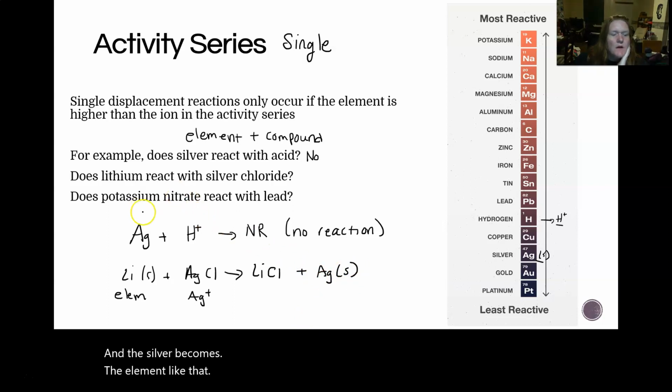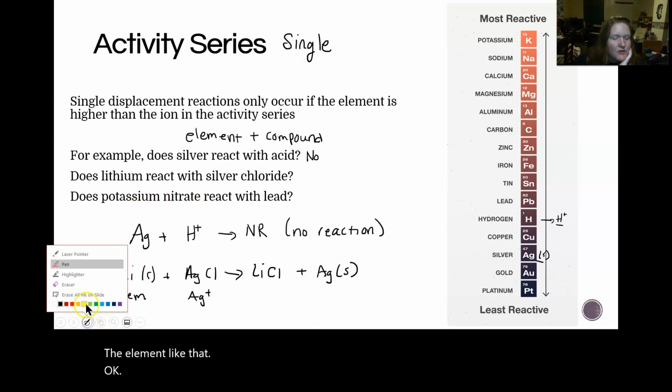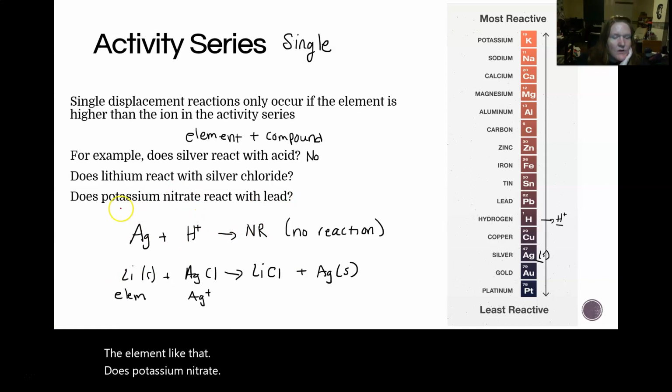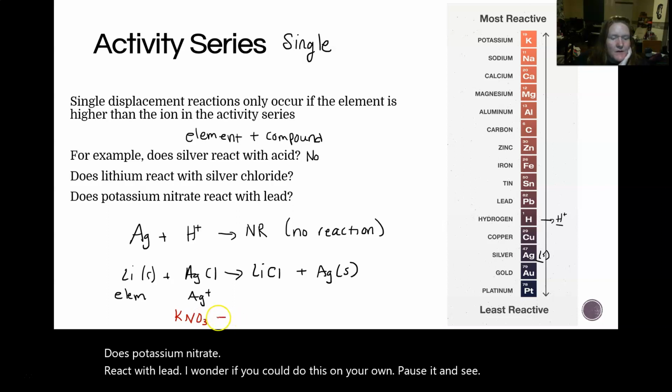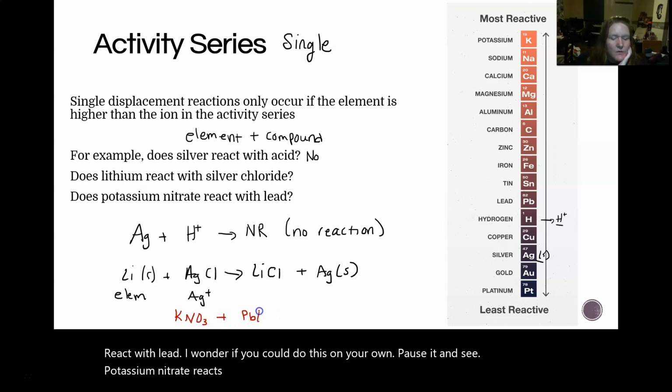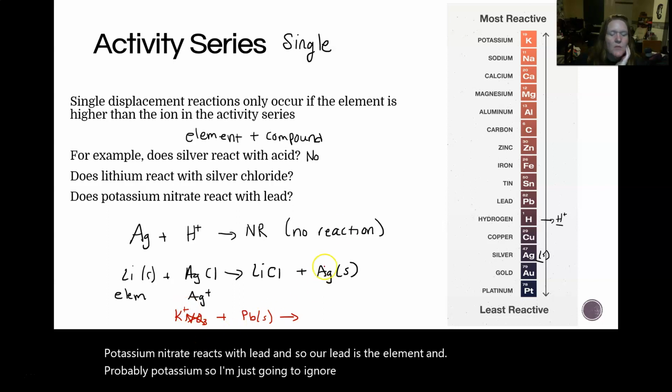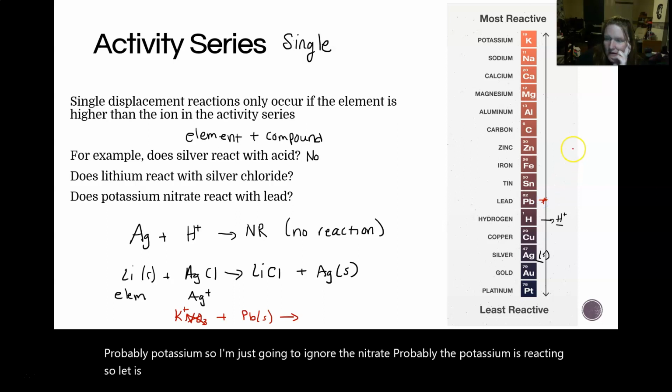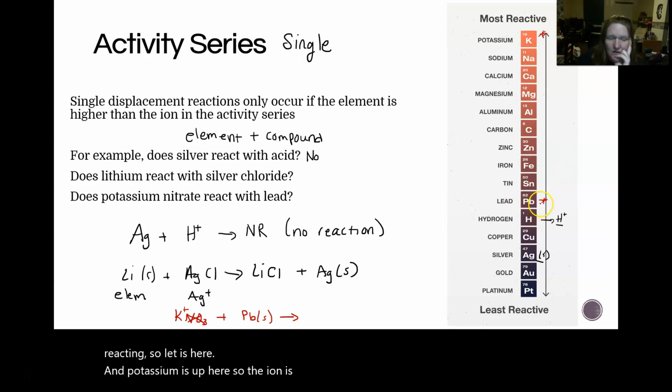Okay. Does potassium nitrate react with lead? I wonder if you could do this on your own. Pause it and see. So potassium nitrate reacts with lead. And so our lead is the element, and probably the potassium is reacting, so I'm just going to ignore the nitrate. So lead is here, and potassium's up here. So the ion is way above the element, so no reaction occurs there either.